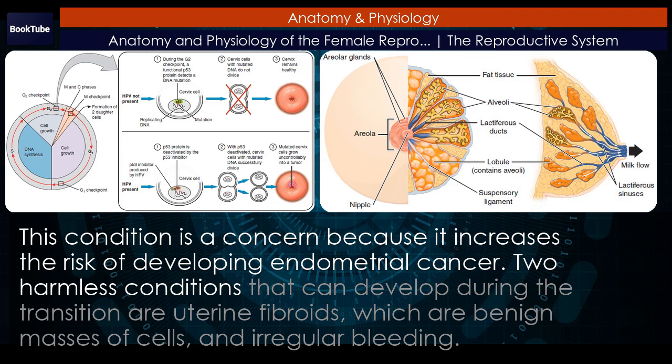Two harmless conditions that can develop during the transition are uterine fibroids, which are benign masses of cells, and irregular bleeding.